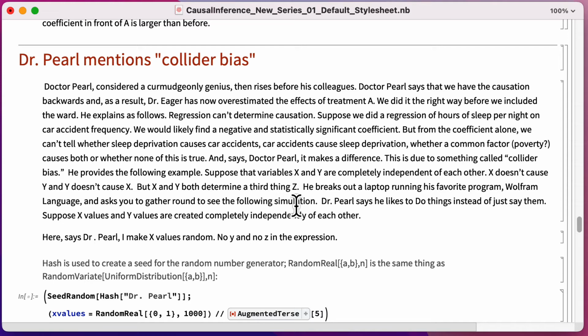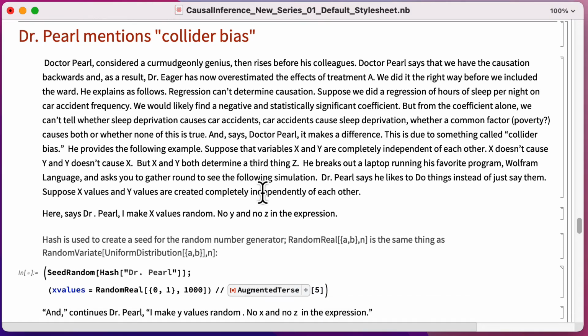And he says, look, supposing variables x and y are completely independent of each other, x doesn't cause y, and y doesn't cause x, but x and y both cause a third thing, z. Now, Dr. Pearl loves Wolfram language, and so he asks you to gather around his laptop and watch the following, because he likes to do things instead of just say them.